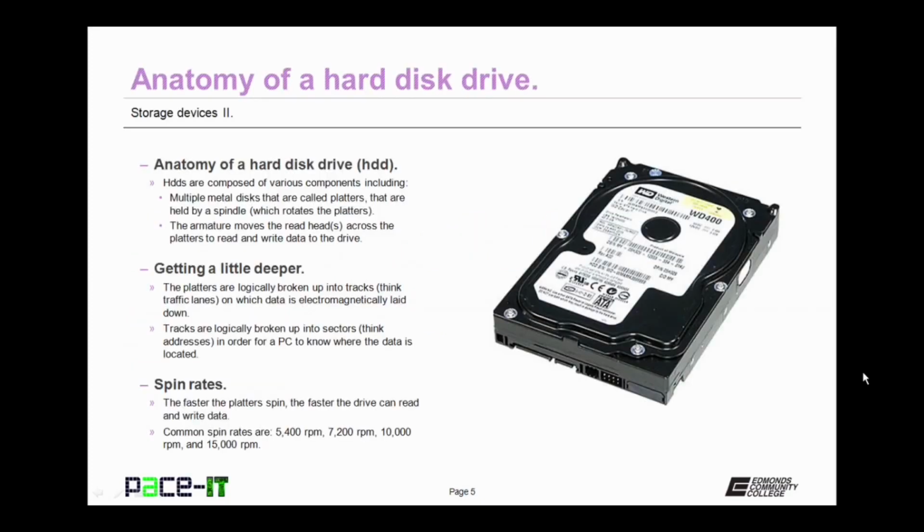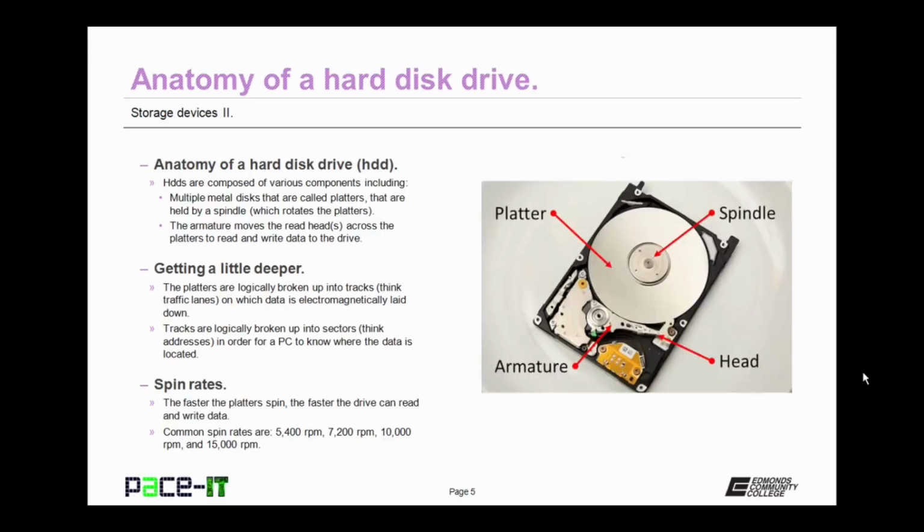So hard disk drives are composed of various components, including multiple metal disks that are called platters. These are held in place by a spindle which rotates the platters. Then there's the armature, which moves the read head across the platters to read and write data to the drive.